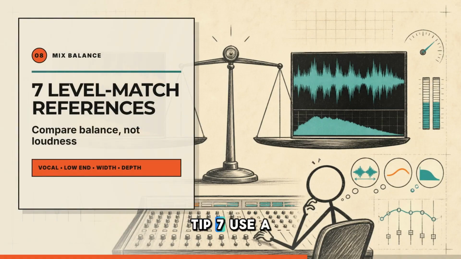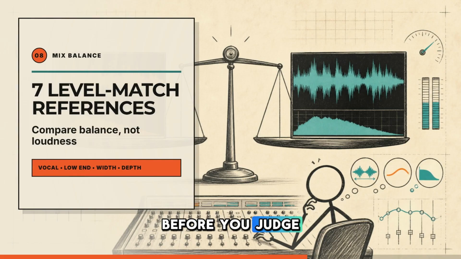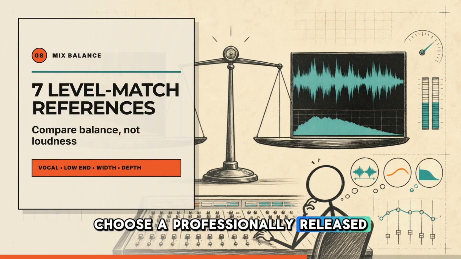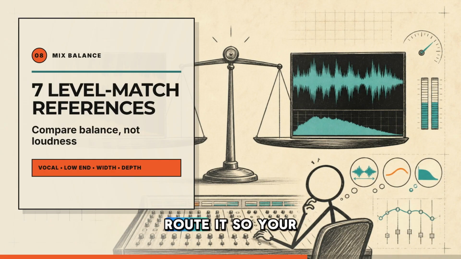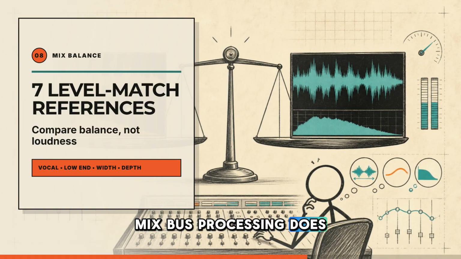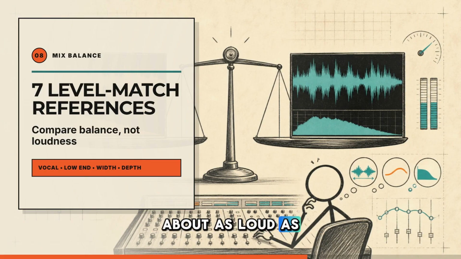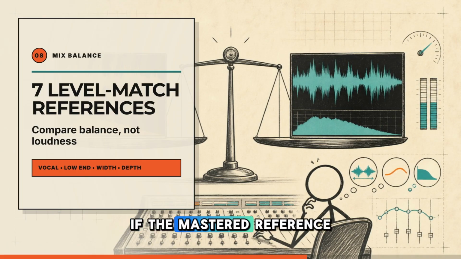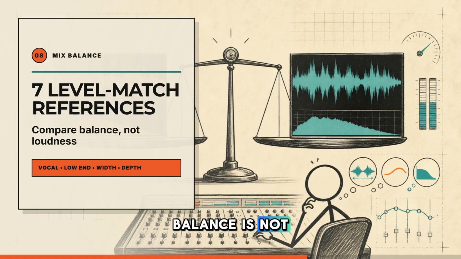Tip 7. Use a reference track and match its perceived loudness before you judge. Choose a professionally released song with a similar genre, arrangement density, and emotional target. Route it so your mix bus processing does not color it by accident. Then turn the reference down until it feels about as loud as your mix. If the mastered reference stays much louder, louder will usually sound better even when the balance is not.